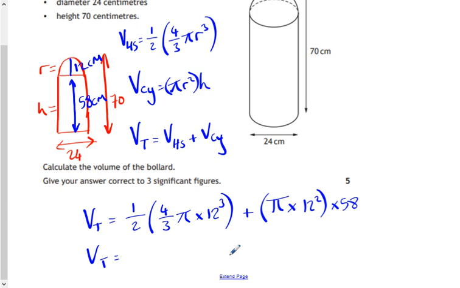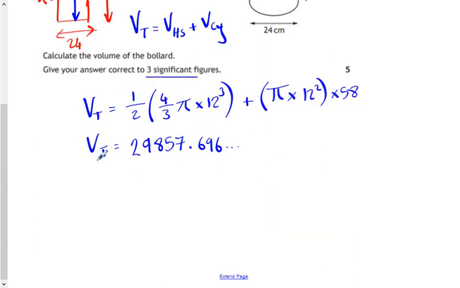It pops up as 29857.696 dot dot dot. We're asked for 3 significant figures. So we get that the volume total is 29900 centimeters cubed. And that's our 3 significant figures.